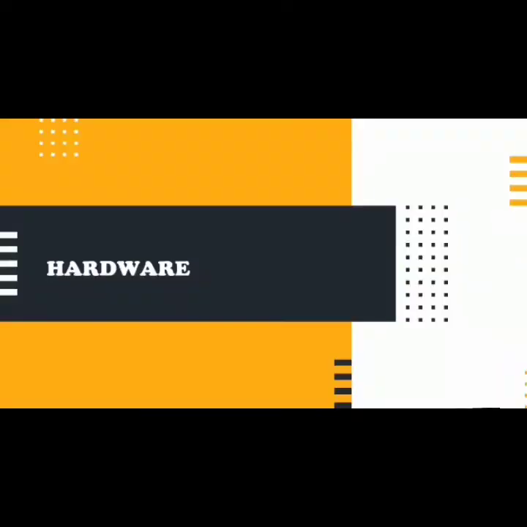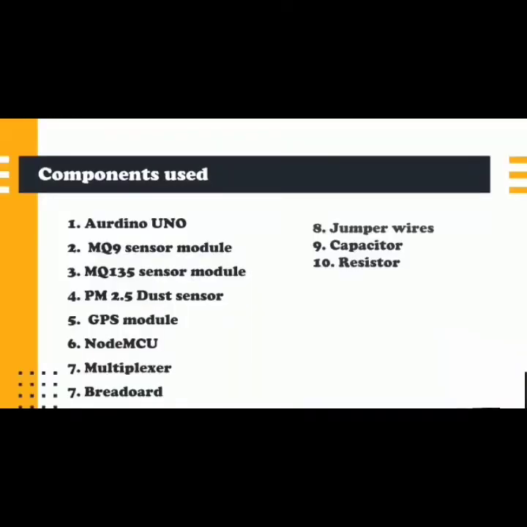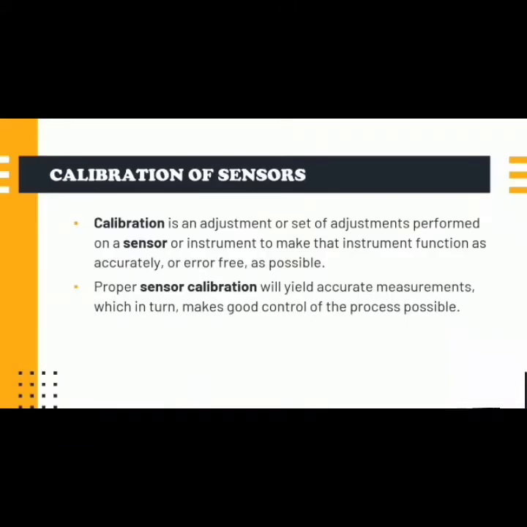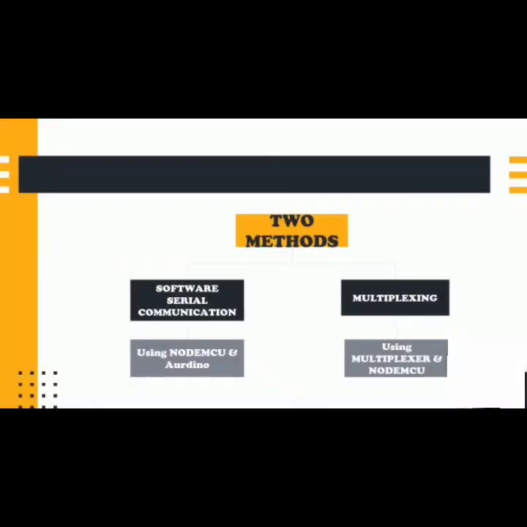As for the hardware part, the components used are Arduino Uno, MQ9 sensor module used to detect CH4, CO and LPG, MQ135 used for detecting ammonia, PM2.5 dust sensor, GPS module, Node MCU, multiplexer, breadboard, jumper wires, capacitor, resistor. Before using the sensors for interfacing, they should be calibrated so that they yield accurate measurements. Two methods used for interfacing are software serial communication and multiplexing.